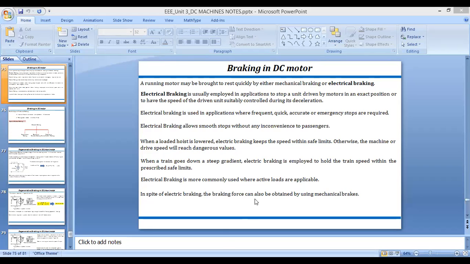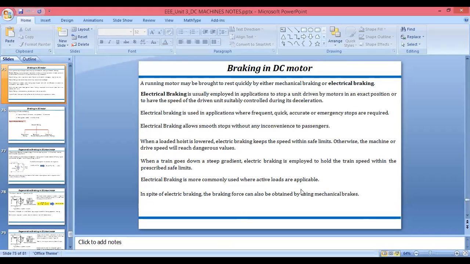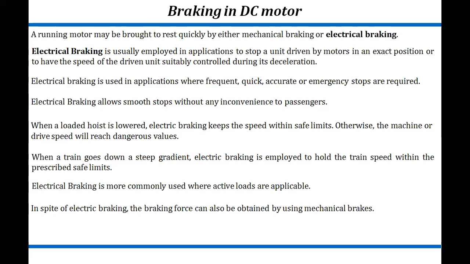We know about DC machine. DC machine means what? We are saying it is like an electromechanical converter. It means we can convert electrical energy into mechanical, or we can do vice versa. Then we have studied that there are two types of DC machines, DC motor and DC generator.